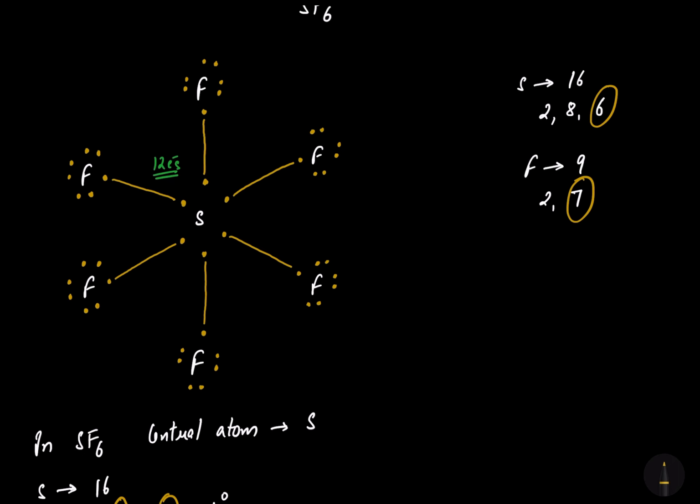Now let's come to the Lewis structure. In the Lewis structure we can easily see that sulfur is forming a total of 6 covalent bonds. Now all the bonds between the sulfur and fluorine are single bonds. So whenever there are single bonds, they are all sigma bonds. That means sulfur is forming a total of 6 sigma bonds, and hybrid orbitals only form the sigma bonds.